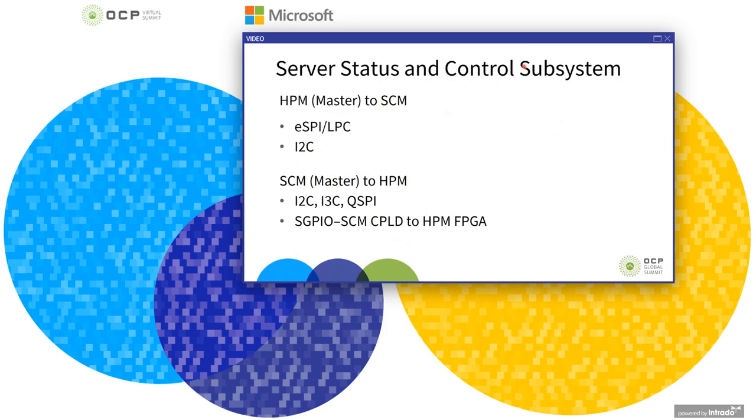Moving on to the server status and control subsystem. There are buses wherein the HPM is the master, including the eSPI and LPC bus used in some architectures, or I2C bus used in some other architectures. There are also buses where the SCM or the BMC is the master, like I2C and I3C, used typically for DIMMs on HPM, as well as QSPI typically between the BMC and the HPM FPGA. We also support the serial GPIO interface between the SCM CPLD and the HPM FPGA.